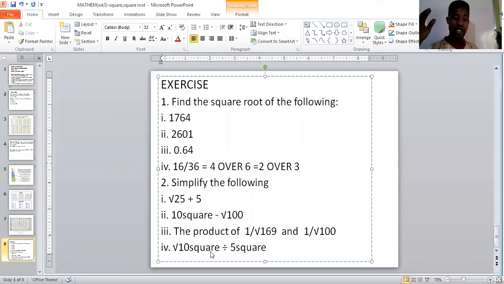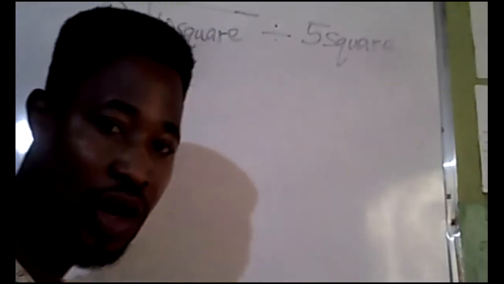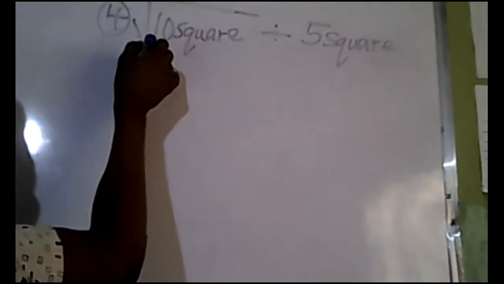Number 4. It says square root of 10 squared divided by 5 squared. All right, let me make you see how this is going to be solved by seeing the board. Watch how this is done. Now, let's interpret this one.